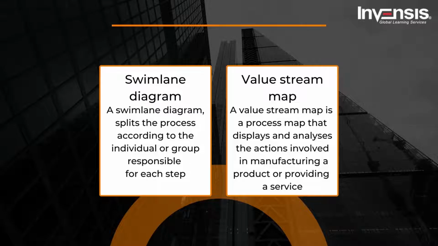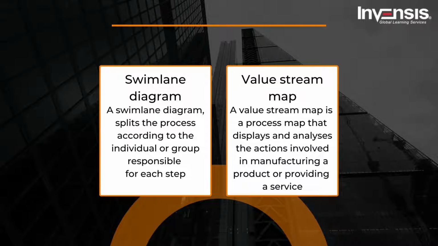Next is swim lane diagram or deployment flowchart. A swim lane diagram, which is also known as a deployment flowchart, splits the process according to the individual or group responsible for each step. In addition to highlighting cross-functionality, this kind of process map emphasizes where handoffs occur, while other process maps may not do so. Next is value stream map.